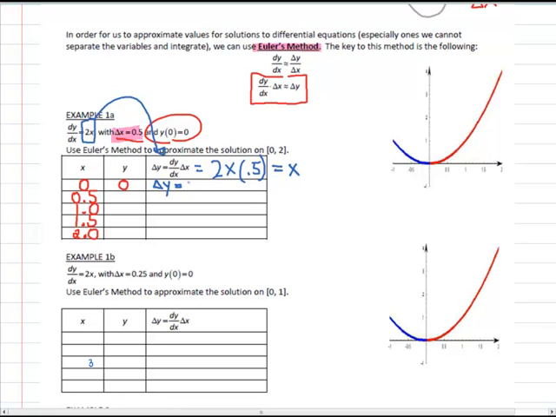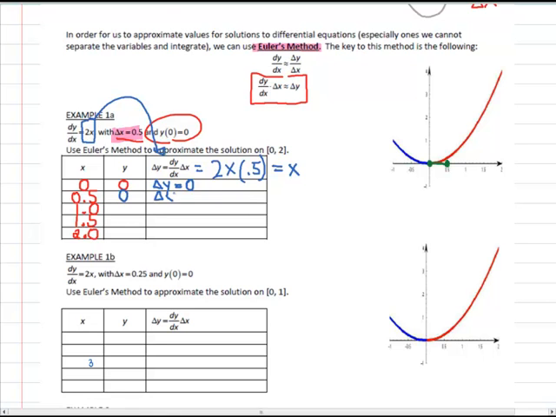So in this case, 0. My next y value will be 0 plus 0, so it's still 0. So my first coordinate point, if we take a look over here on the graph, my first point is (0, 0). My second point is (0.5, 0). So basically I'm drawing a tangent line from (0, 0), and I'm extending it over to the next x value.